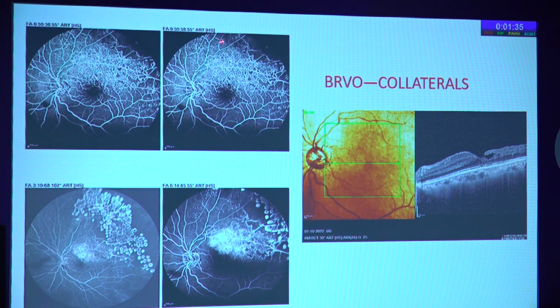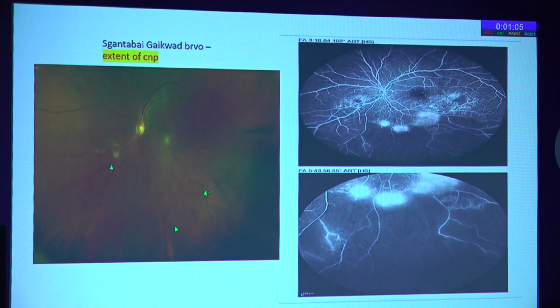Then this is BRVO with collaterals. It was our impression that if collaterals are there, that is a well good going thing. Nothing will happen, like in a heart. We know that if collaterals are formed, you are not going to develop myocardial infarction. Same thing was thought here, but you see that these collaterals were there, but there was a leakage from here. There was progressive lamellar hole formation, and lots of area was ischemic beyond the collaterals also. This needed to be treated and addressed, and that is possible only because of wide field angiography.